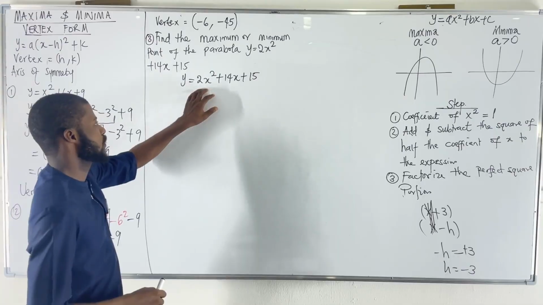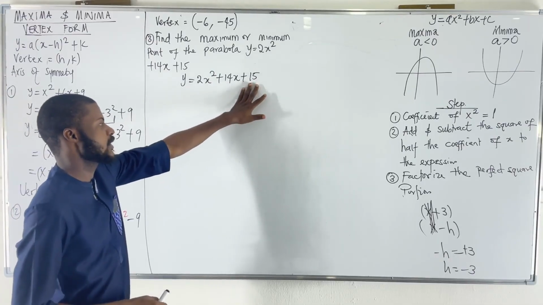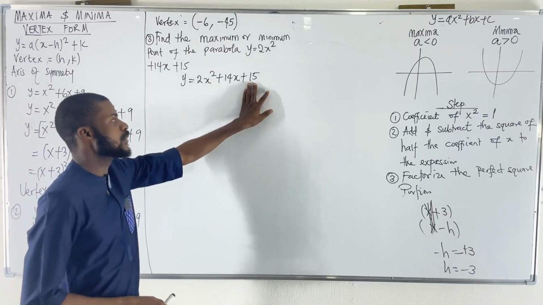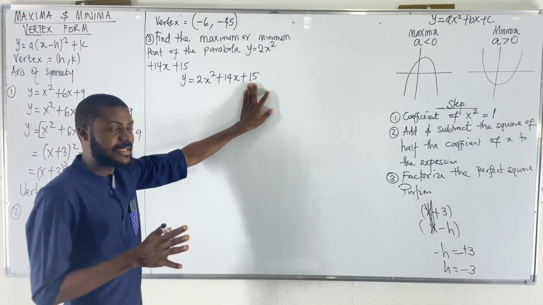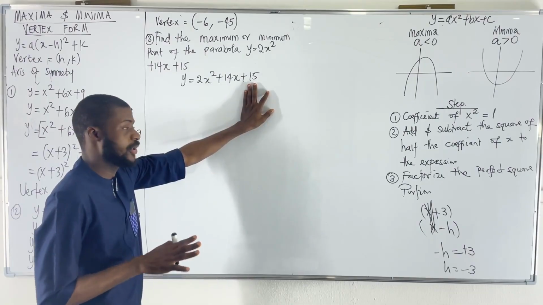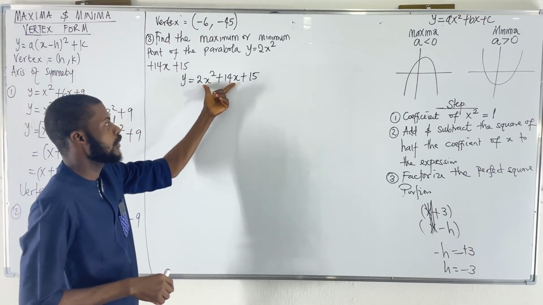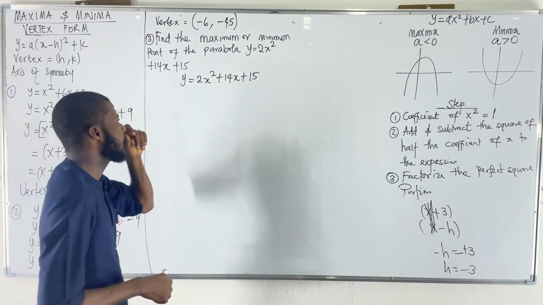So we have y equal to x squared plus 14x plus 15. Now remember that when we're completing the square, the 15 is really of no use yet. So we're only going to be working on these two terms.